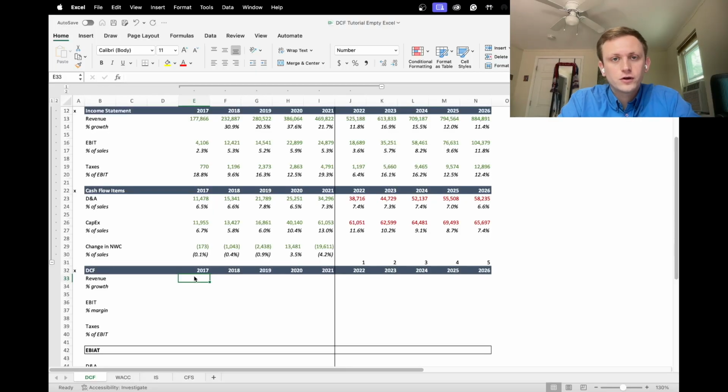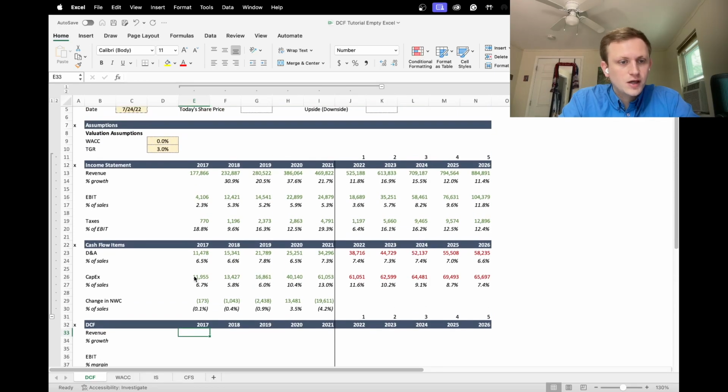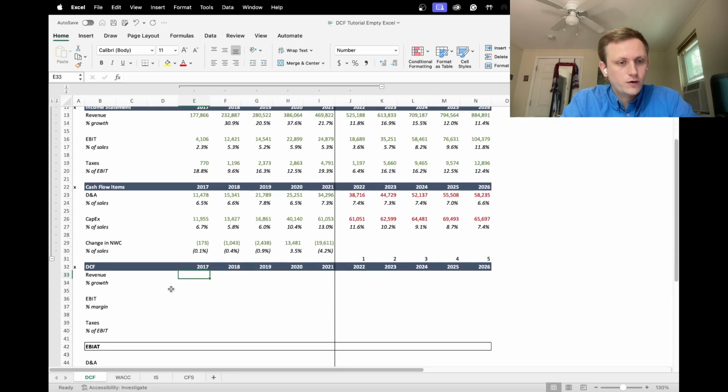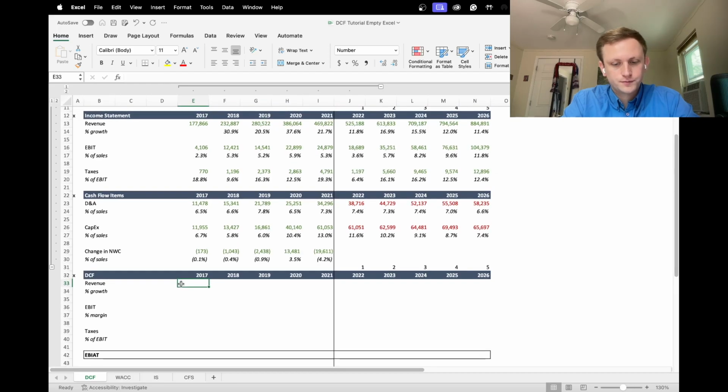So we're going to start the first step in the DCF model. As you can see here, I have the income statement and the cash flow items of Amazon. And below here, I have the DCF model with nothing in it. So I'm going to fill this one out.